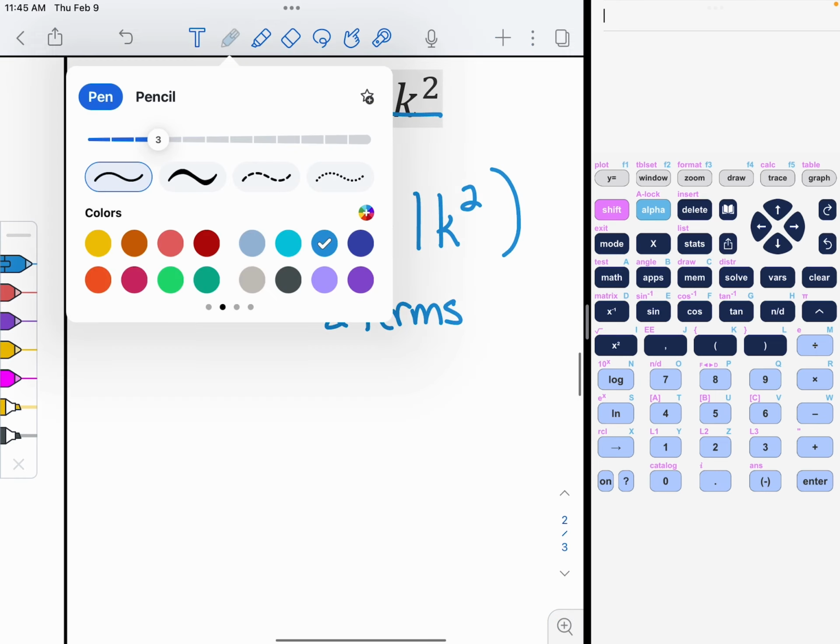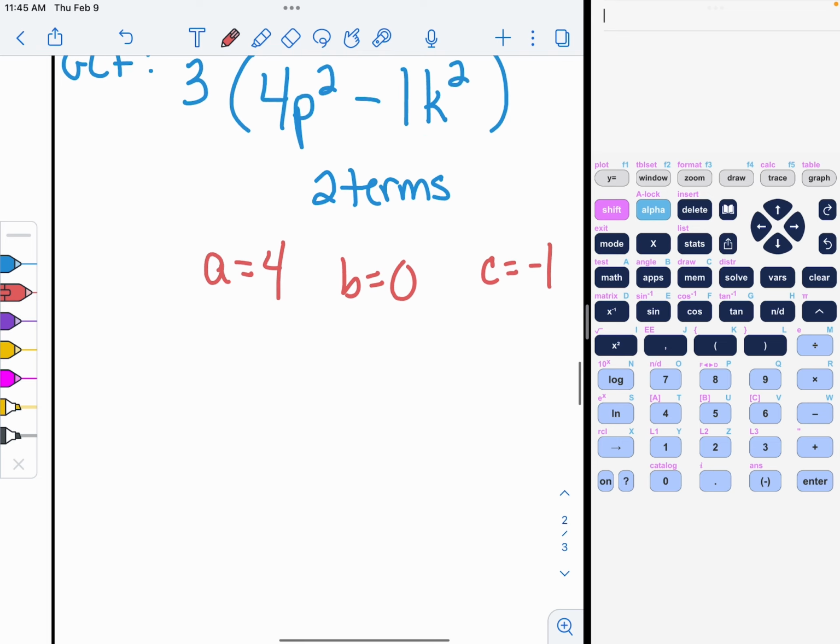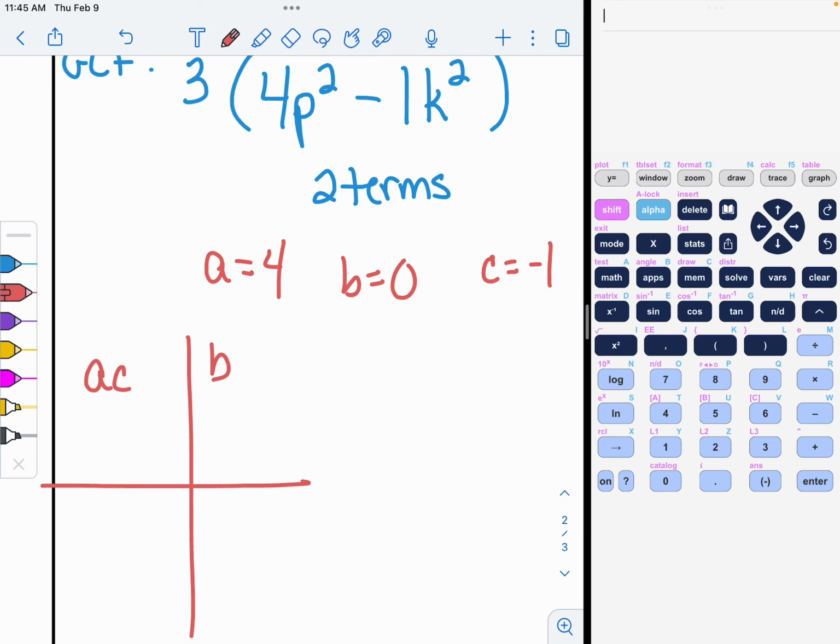With 2 terms, you still have to do ABC. A is going to be your first number in front of your first quadratic. C is your last number in front of your last one. And B is the one that's 0. See how there's no PK term where they're joined up? That makes it 0. So I'm going to do my AC and my B chart. AC is -4 and B is 0.